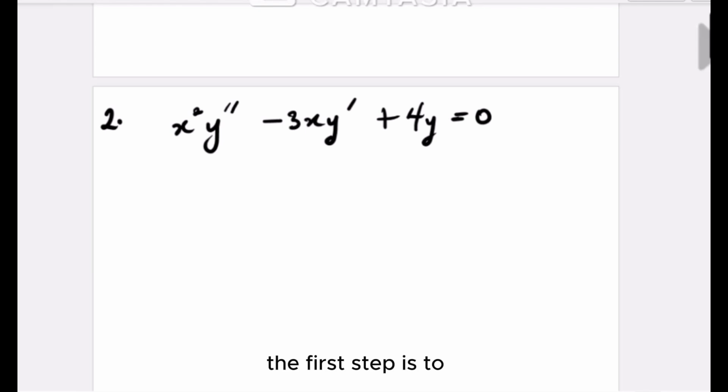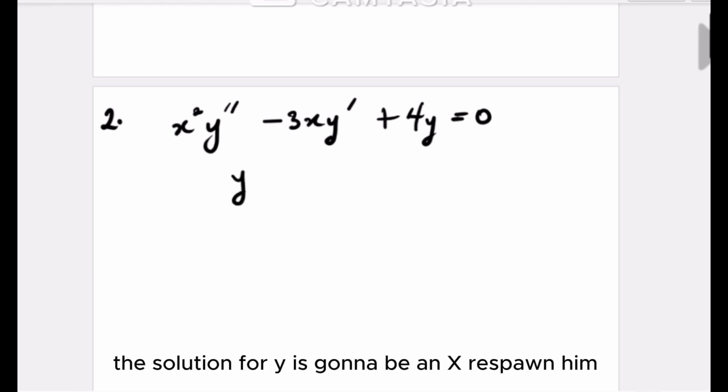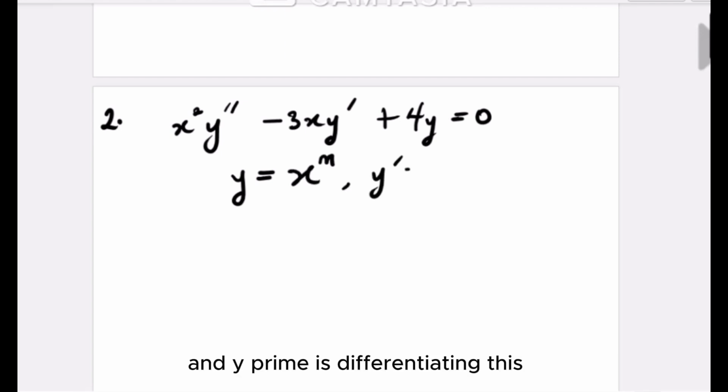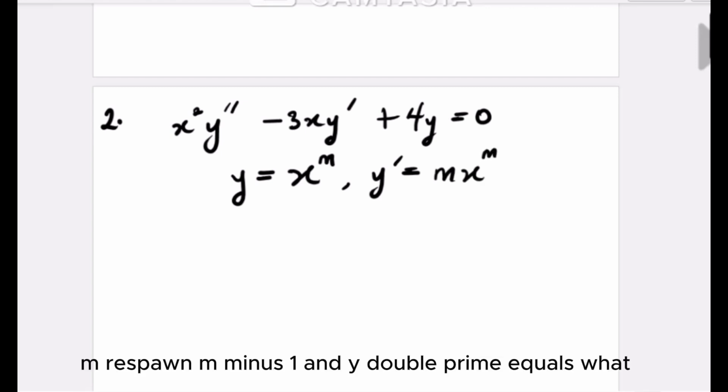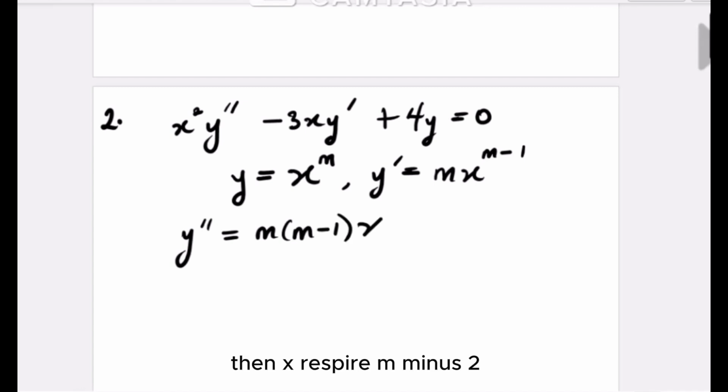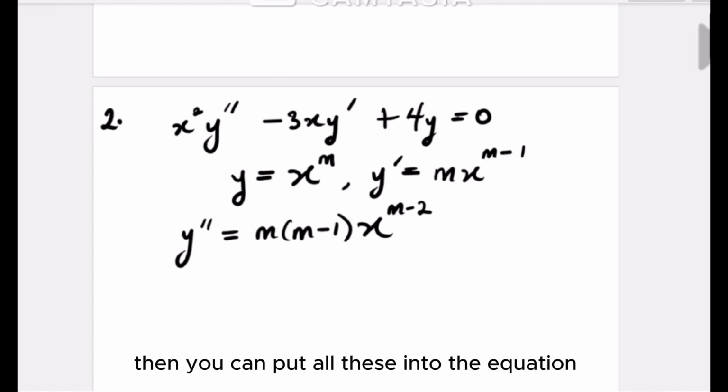The first step is to take the solution for y as x raised to power m. Differentiating this, y prime is mx raised by m minus 1, and y double prime equals m times m minus 1 then x raised by m minus 2. Then you can put all this into the equation.